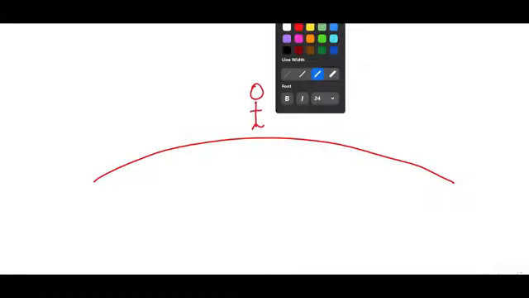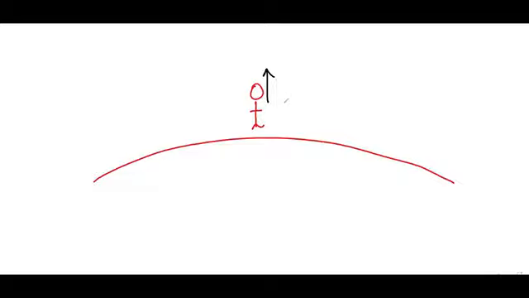Okay, so this is one more example. Let's say you're standing on the surface of the earth. Now let's say that you jump upwards. You're jumping upwards, but in fact you applied a force downwards on the earth with your feet and your legs, and as a result you started moving upwards.